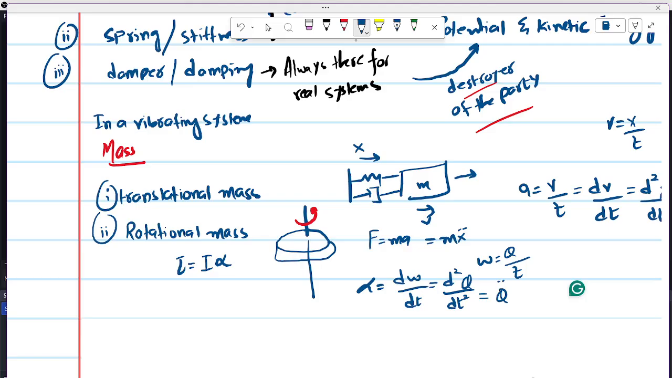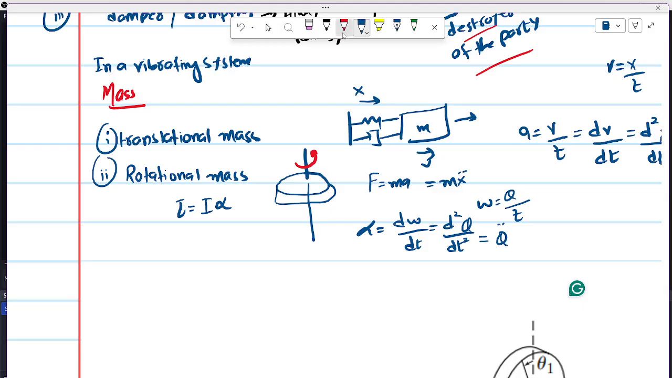Now the second element is the spring element. Again, a spring can exist as a translational spring. Let's say you have a spring and here you apply the force. We know F equals Kx, where x is the displacement from the original position of the spring, whatever you apply.